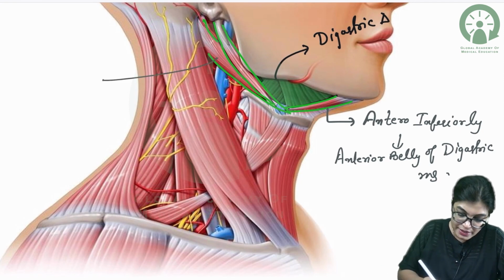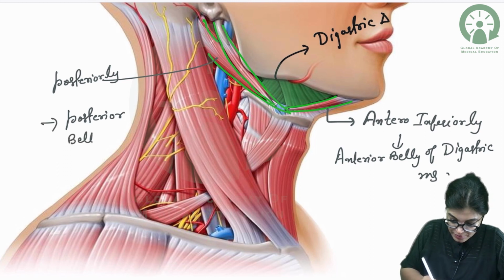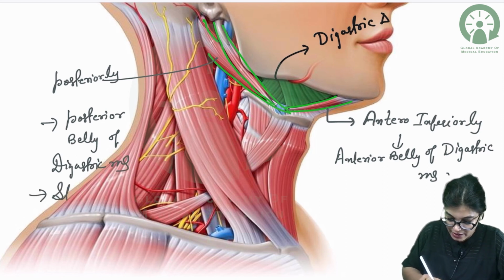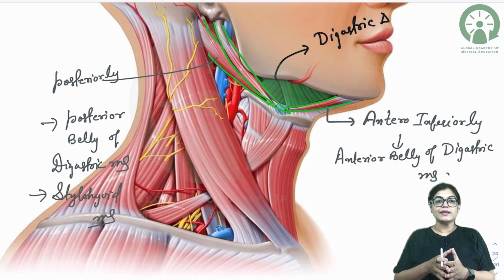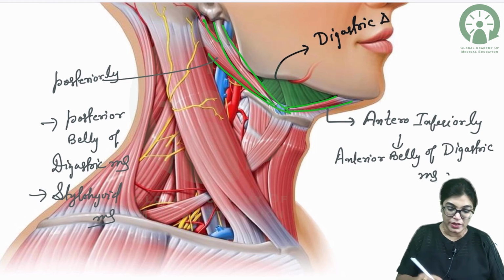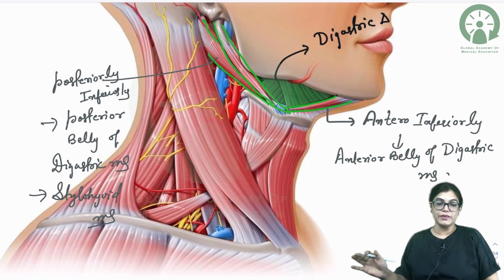And posteriorly it is bounded by the posterior belly of digastric muscle, along with it the stylohyoid muscle. So the stylohyoid muscle and the posterior belly of digastric are forming its boundary postero-inferiorly. Antero-inferiorly we have the anterior belly of digastric.